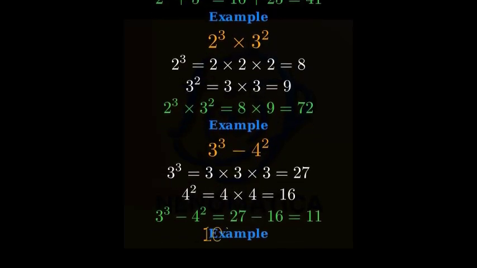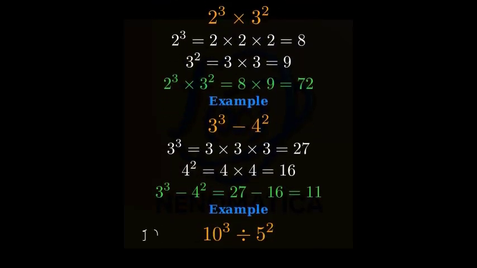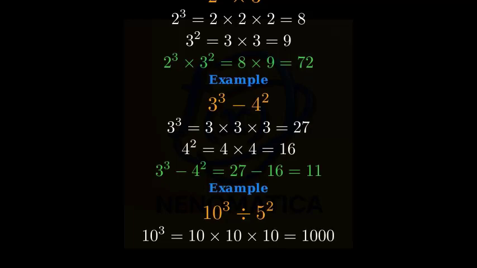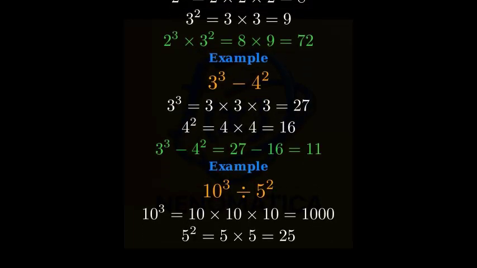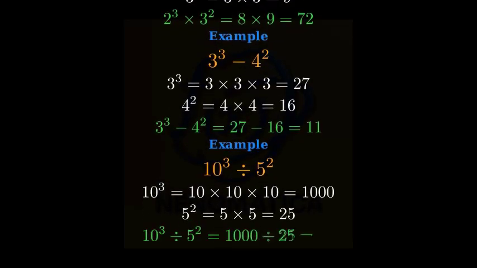Let's look at our final example involving division. For 10 cubed, we multiply 10 by itself 3 times. For 5 squared, we multiply 5 by itself twice. Now, we divide 1,000 by 25, which gives us 40.